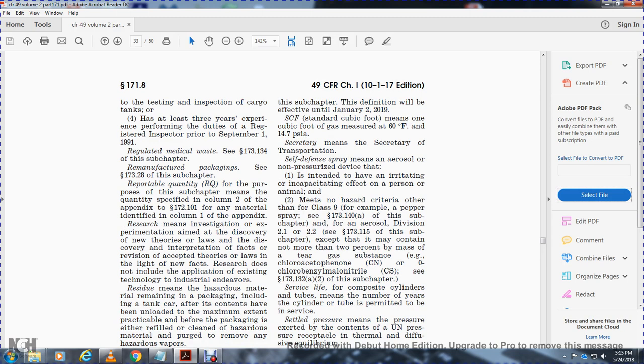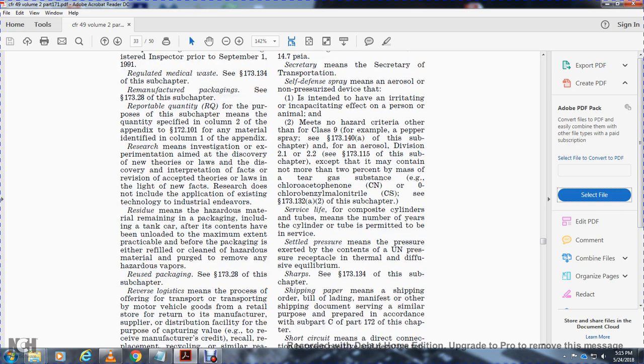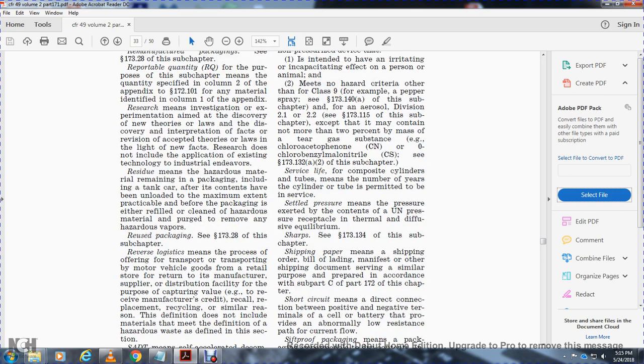Surface life of the composition cylinder or tube means the number of years a cylinder or tube is permitted to serve in service with pressure, meaning the pressure exerted, with the concept of the UN pressure receptacle, with thermal and diffuse equilibrium. See 173.134 for the subchapter of shipping paper.